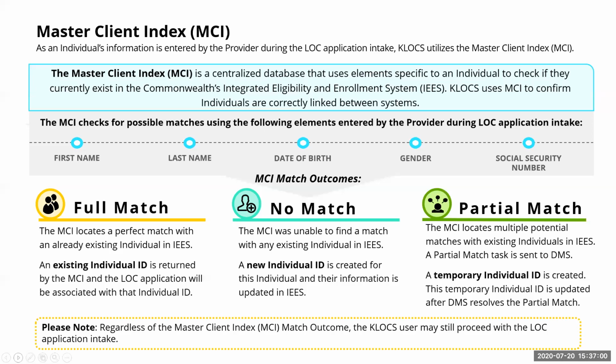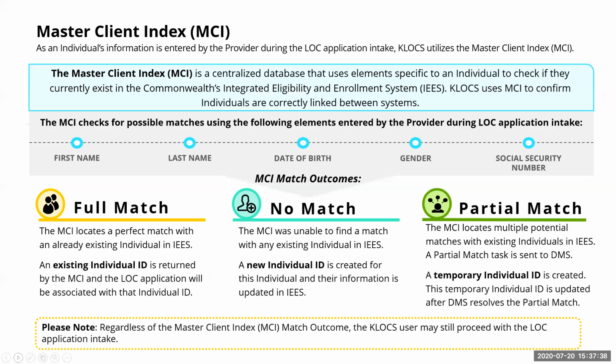And then last but not least, there's going to be this partial match. The partial match is going to be really big for DMS. The reason being, if MCI detects potential matches with an existing individual already within IEES, a partial match task is going to be sent to DMS after providers submit that LOC application. Why this is super important is because once DMS gets this partial match task, the LOC application will not be sent to the appropriate reviewer until DMS resolves the partial match.